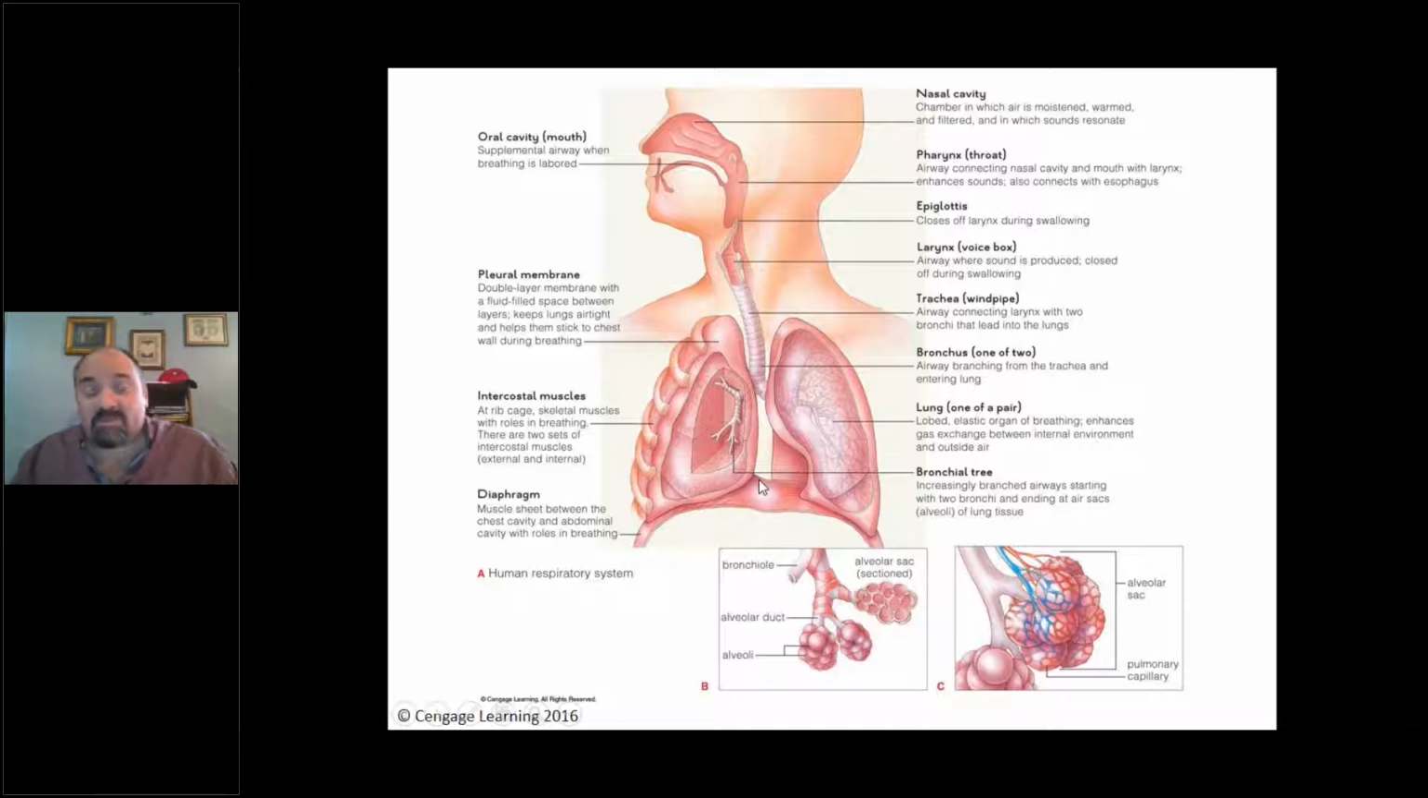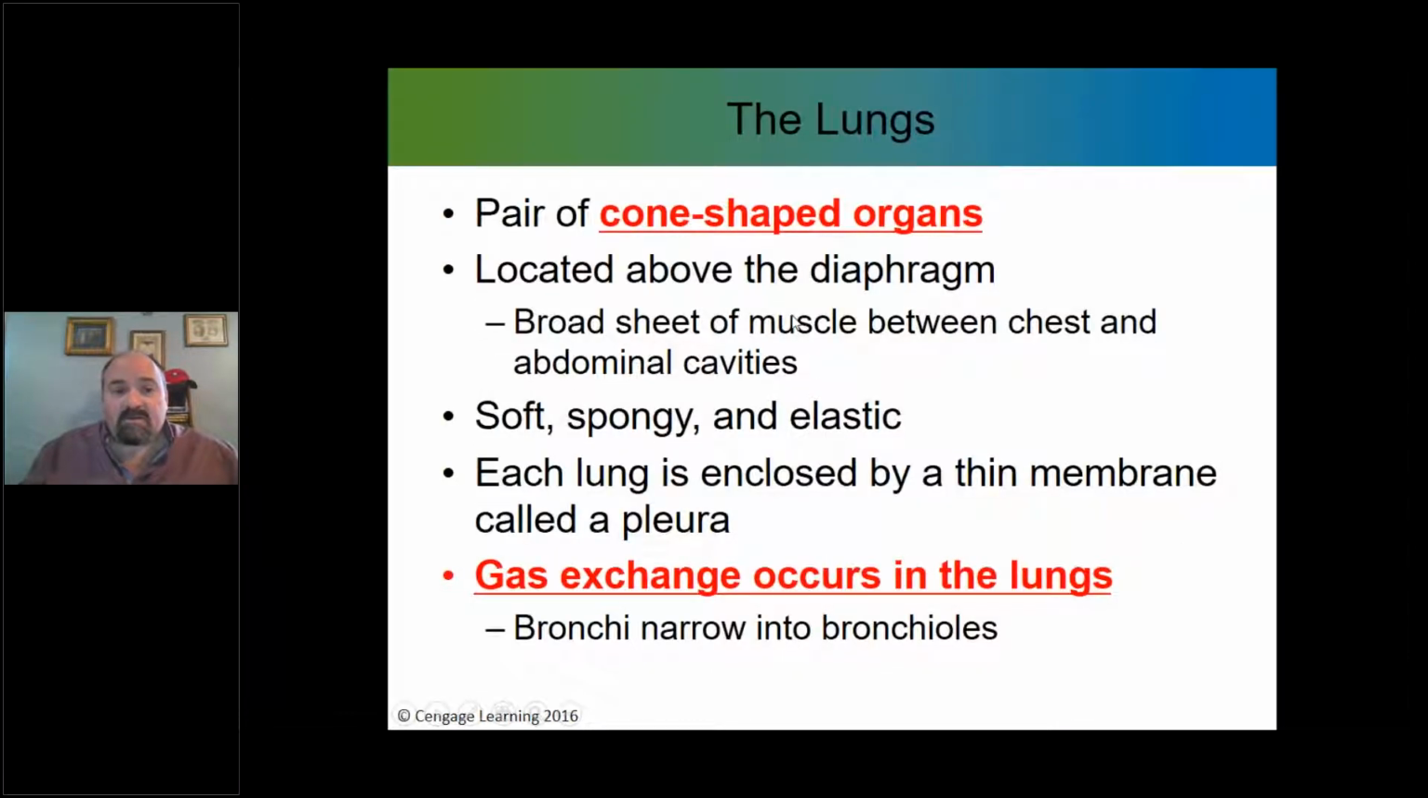It's opposite of what the heart is. The heart has an apex that is inferiorward, and a base that is superiorward. You've seen that already as far as the heart is concerned. So the lungs are opposite as far as their shape is concerned, cone-shaped organs located above the diaphragm. That's a very powerful, strong muscle.